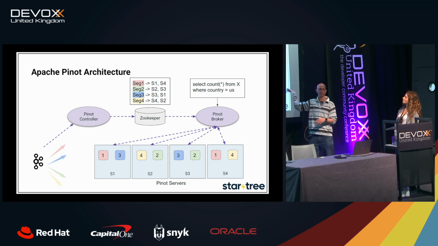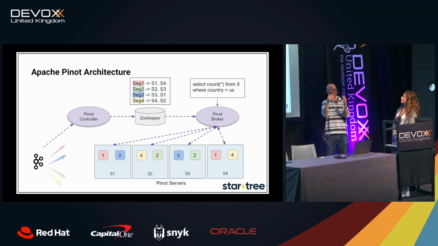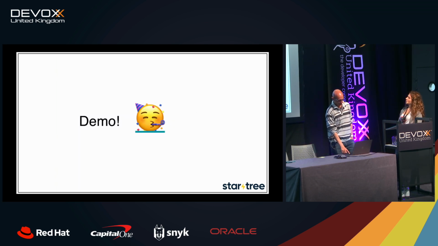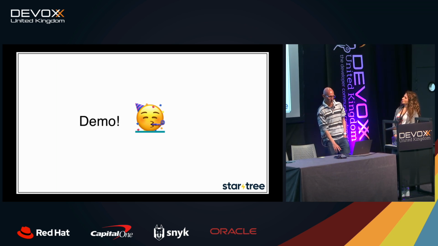So it might have multiple servers say, here's the results from my particular part of the data, and then the broker's responsible for aggregating everything together. So we want to quickly do a demo, just on my machine, showing how all these pieces glue together and the type of thing that you could build with it.